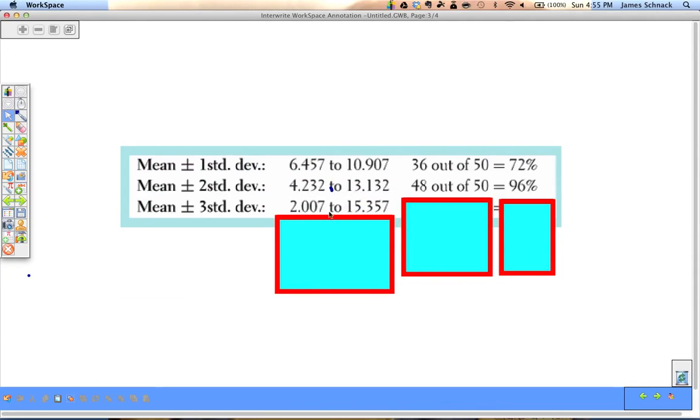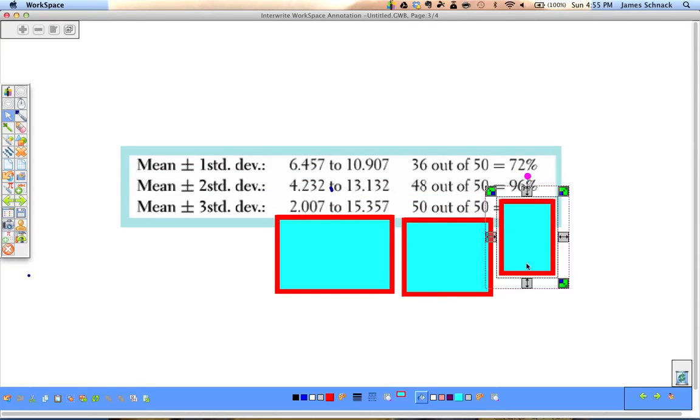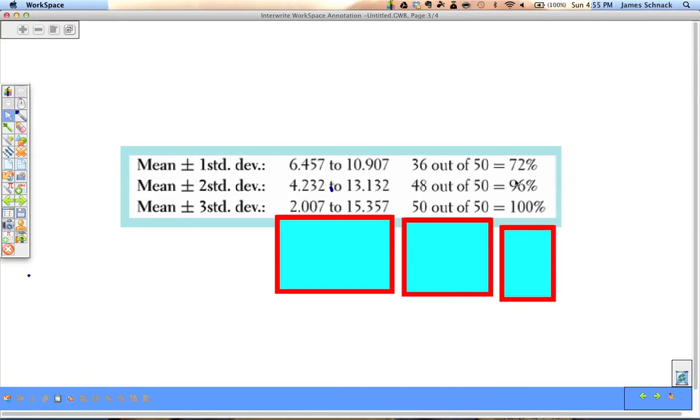That would be this range of values. That's 50 out of 50. That's 100%. So these percentages are fairly close to 68%, 95%, 99.5%. And from this, we could say that our data is roughly normal. We have an approximately normal distribution for this data.